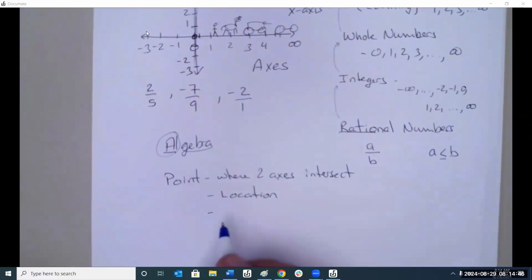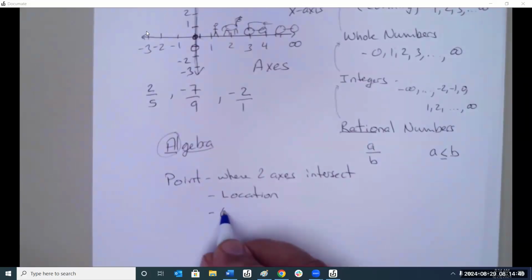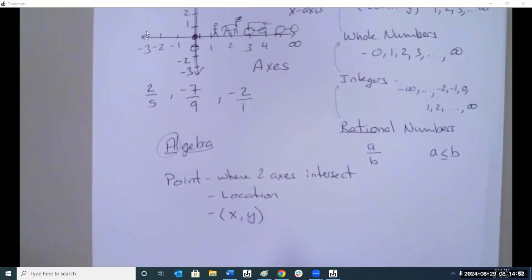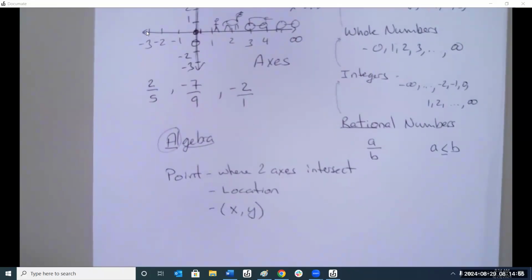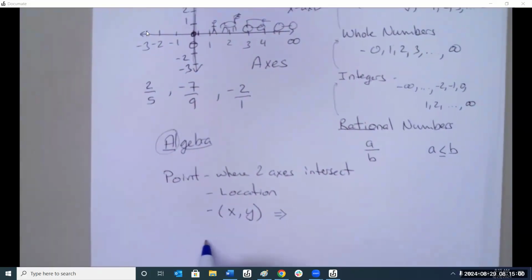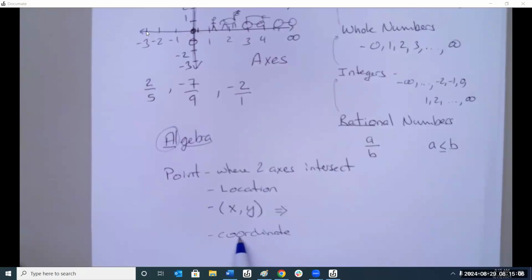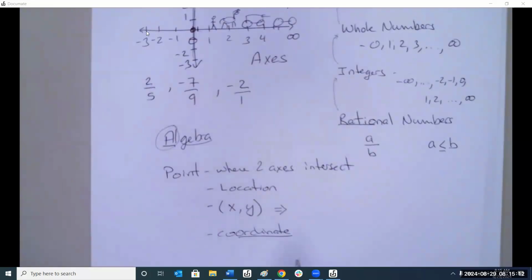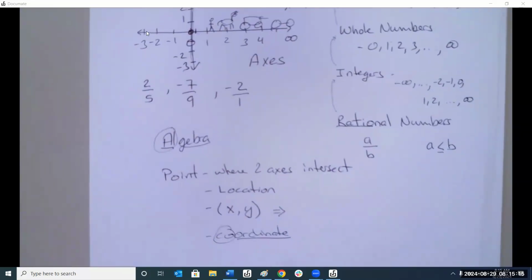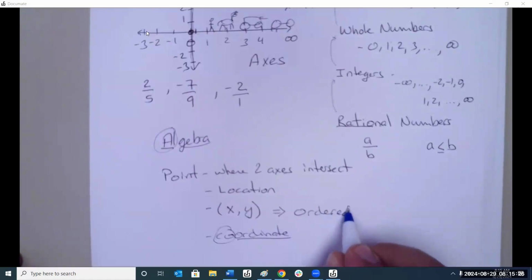So a point, we also call these, a point is represented as that, X and Y. And what is this called? It's a coordinate, yes. And now you see, remember there was an ordinate. You had the abscissa and the ordinate. Co means with the ordinate. So we have this. An X and Y point is called an ordered pair.